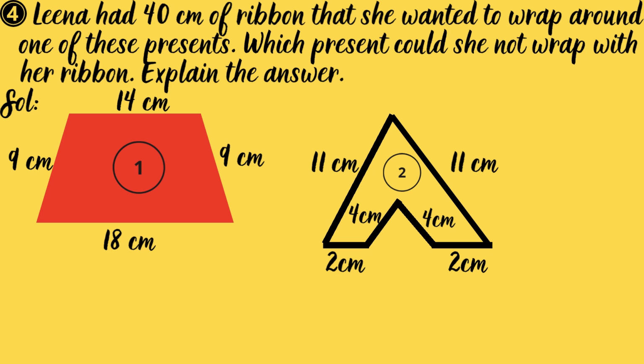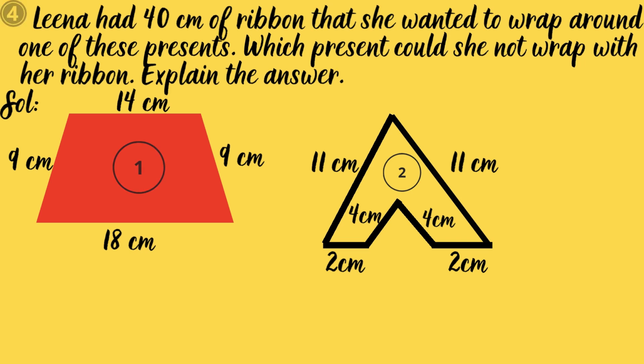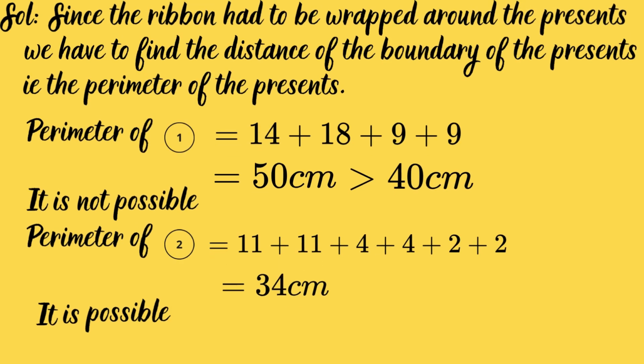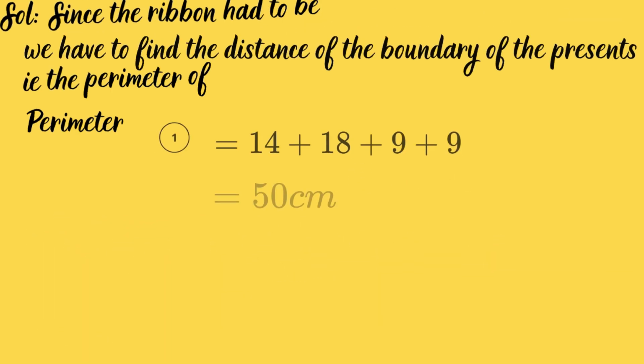So now we have to find the distance around the boundary of the figures. The distance around the boundary is nothing but the perimeter of the presents. Therefore, the perimeter of the first present is 14 plus 18 plus 9 plus 9. That is 50 centimeters, which is greater than 40 centimeters. Since we have only 40 centimeters of ribbon, the first present cannot be wrapped by the ribbon.